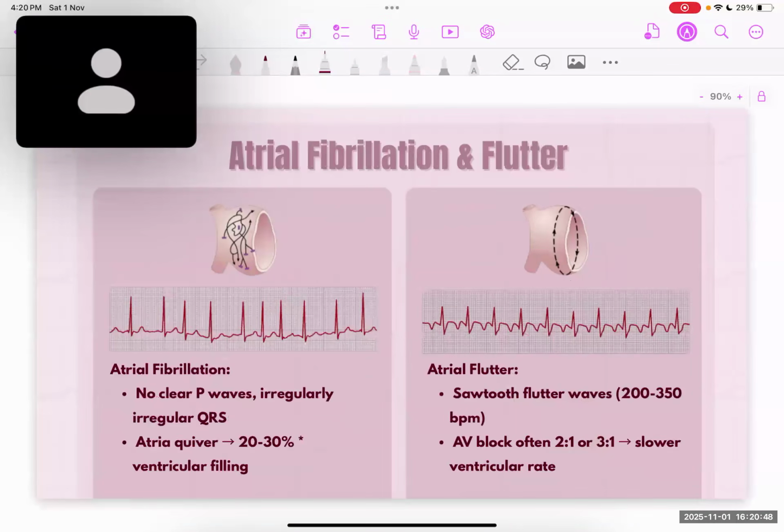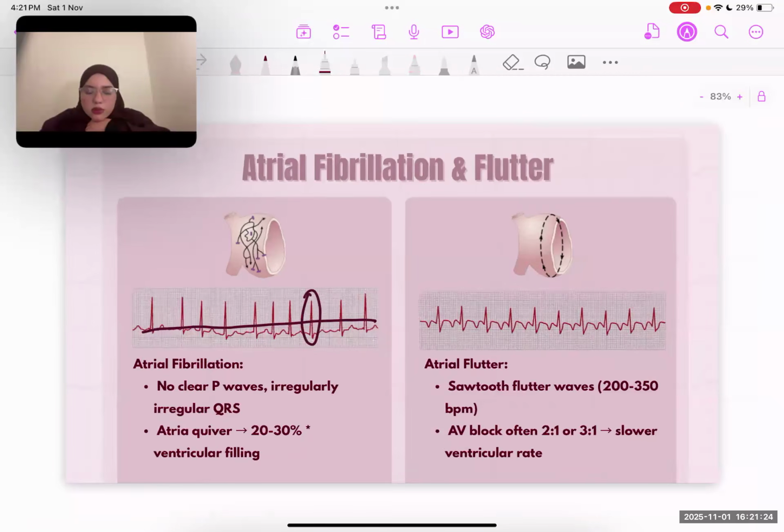Okay, atrial fibrillation and flutter. In fibrillation, you're going to see no clear P waves, and you're going to see irregularly irregular QRS complexes. So they are irregular as well as irregular. Can you see they're not on the isoelectric line? The line is not straight. Some are going up and down. The amplitude is different. Everything's just irregular.